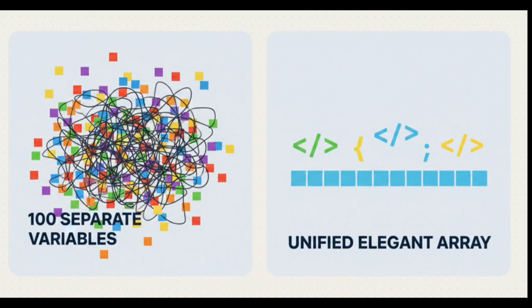Just one sleek declaration: int a[100]. Boom, done. With literally one single line of code, using one unified name, you've instantly reserved 100 perfectly organized spots right in your computer's memory.